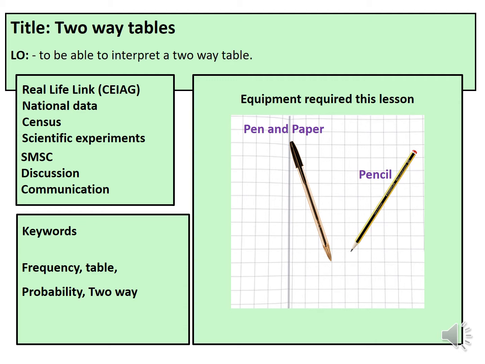So last lesson we talked about probability, that means how likely an event is to occur, and frequency means how often something happens. So the real life link with this is for data, censuses, scientific experiments. Companies such as Statistica take these bits of information and they provide information to other companies and to the government. So they are really useful in real life.